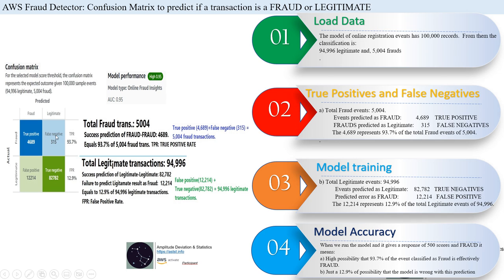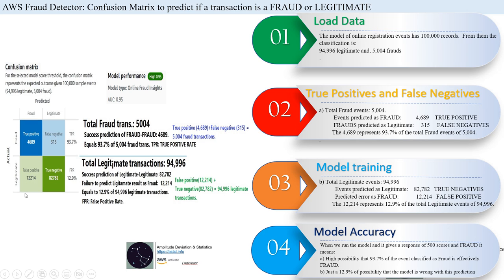Okay, so we are looking for the efficiency of the true positive, when the event is an actual fraud and it is predicted as fraud. Okay, so this is the true positive, and we have a true positive rate of 93.7%. Okay, so this is working very well. This is about the fraud events.